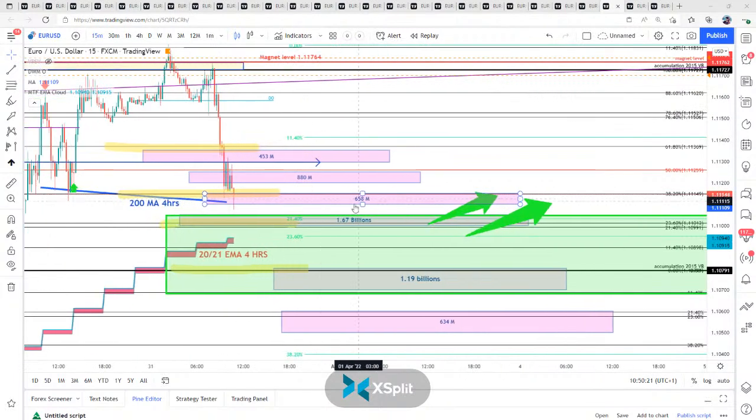So we see we have buyers coming back. They are desperate to get long of it, and I understand it because I want to get long too, but I want to get long at the right place.